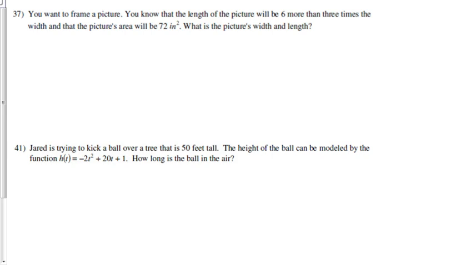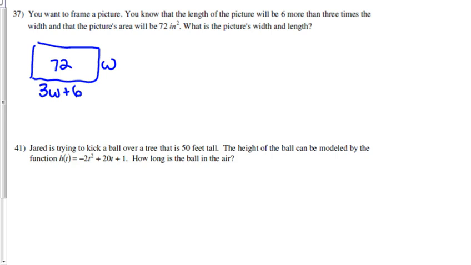For number 37, it's about a picture frame. It's a rectangular picture frame. So it says the length will be 6 more than 3 times the width. So width is W. 6 more than 3 times W. 3 times W, 6 more than that is 3W plus 6. And we know the area is 72.